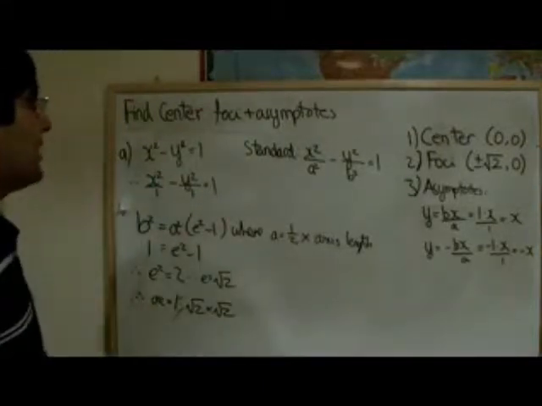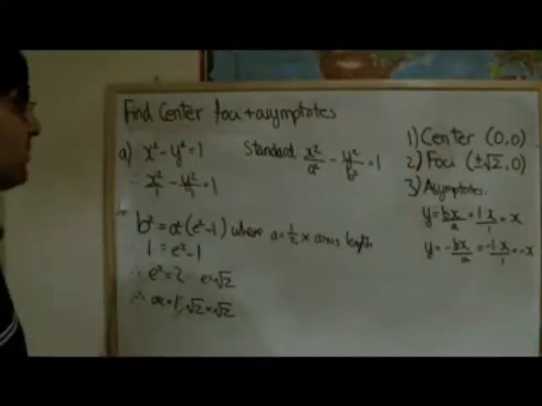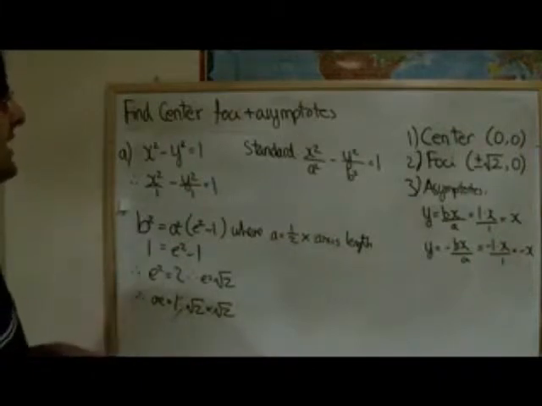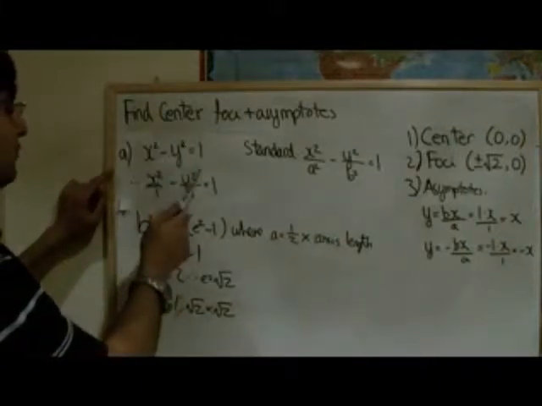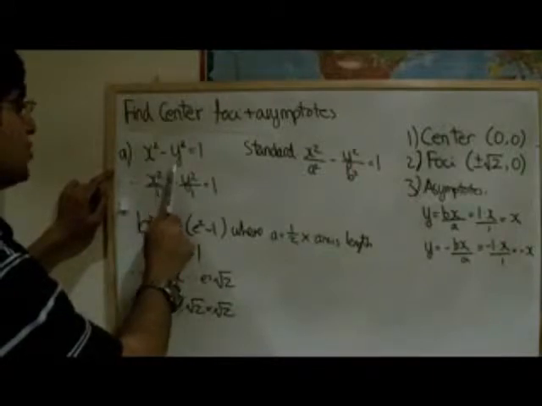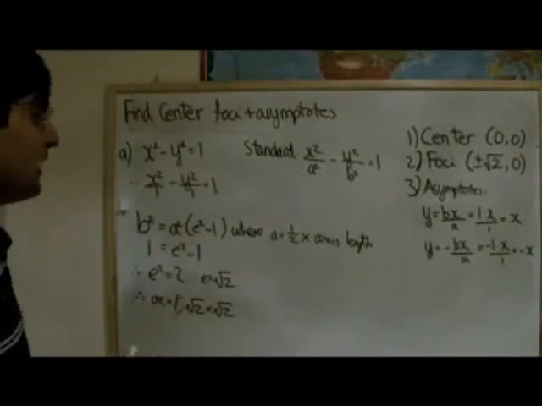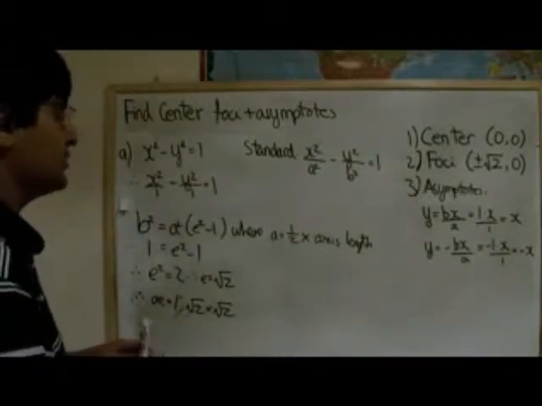Hi, we're going to look now at a hyperbola problem. We have to find the center, foci, and asymptotes of the equation of the hyperbola x squared minus y squared equals 1. We're going to follow the same steps that we usually do.